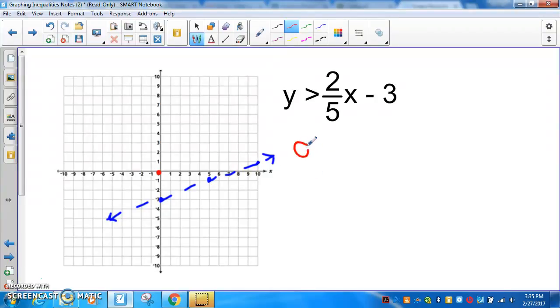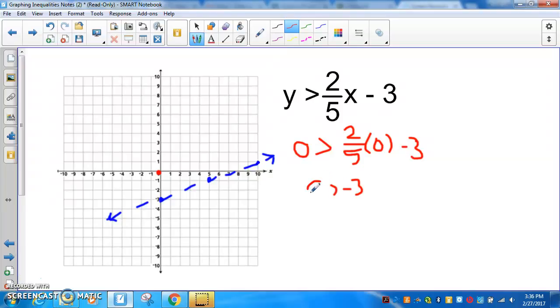So here we go. I'm going to plug in 0 for y, 0 for x. There's no way to get them confused since I'm plugging in the same number for each. And most of you could probably do this in your head quite easily. 2/5 times 0 is obviously 0. 0 minus 3 is -3. And obviously I just have 0 on the other side.